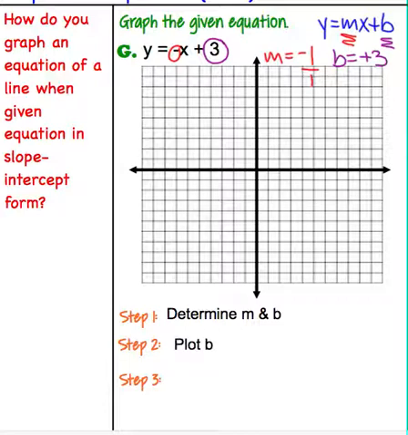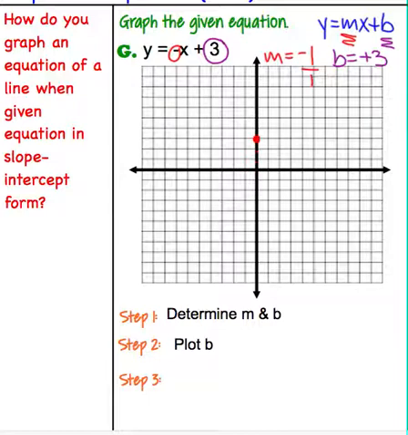So then step 2 is going to be, we're going to plot b. It says b is +3, which means that we go up 1, 2, 3, and our b is going to be at 3. Move this up a little bit so it's accurate.